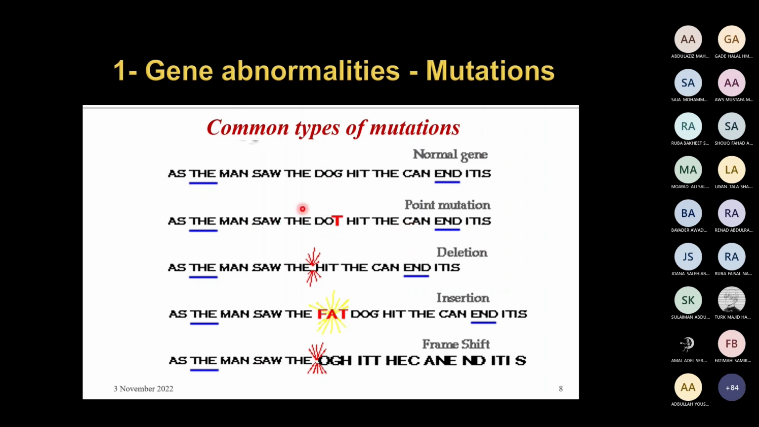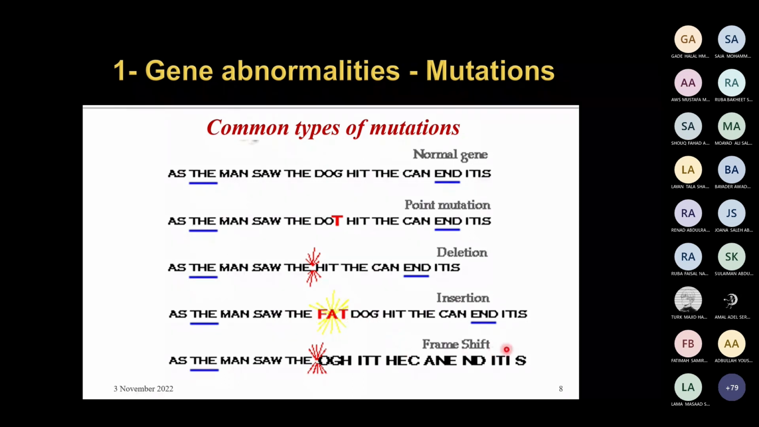Deletions mean deletion of a triplet codon, which codes for an amino acid molecule in a protein sequence. So this might result in a very truncated or meaningless sentence, like 'the man saw that hit the can'. Insertions mean that we insert a codon, meaning that we insert a full amino acid in the sequence. So 'the man saw the fat dog in the can hit the can'. Insertion again changes the meaning of the sentence.